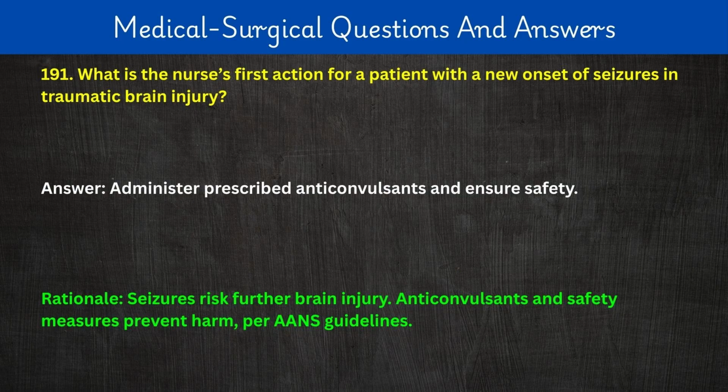191. What is the nurse's first action for a patient with a new onset of seizures and traumatic brain injury? Answer: administer prescribed anticonvulsants and ensure safety. Rationale: seizures risk further brain injury. Anticonvulsants and safety measures prevent harm, per ANS guidelines.